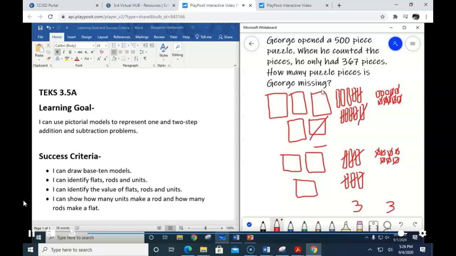Okay? Then we just got to do the flats. We've got 1, 2, 3, 4 flats up here. We've got 3 flats down here. Same old, 1 to 1, right? 1, 2, 3. Got 1 left. Folks, there is our answer. So old Georgie boy is missing 133 puzzle pieces.